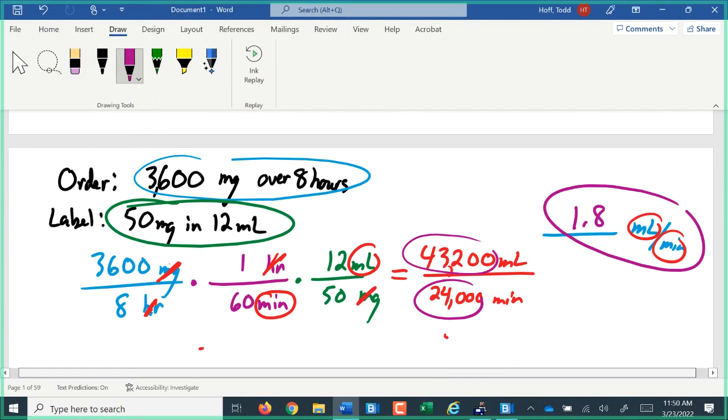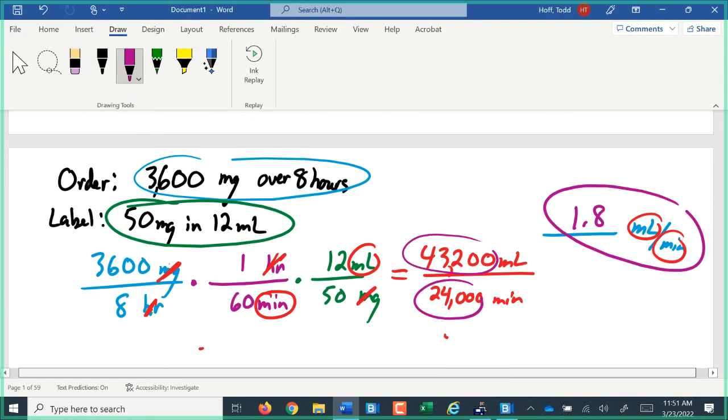Now 1.8 milliliters per minute, it's a small number for milliliters, but that actually could be a pretty considerable flow rate. If you're dealing with an electronic infuser, that's most likely just fine to just enter 1.8 milliliters per minute. The infuser has sensors and such to do everything else that's needed to infuse that medication.